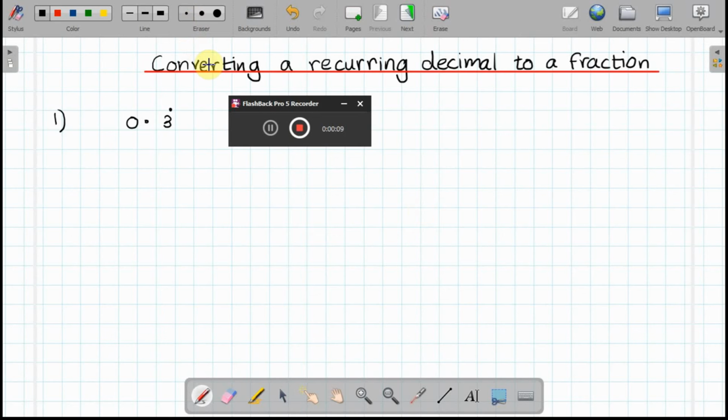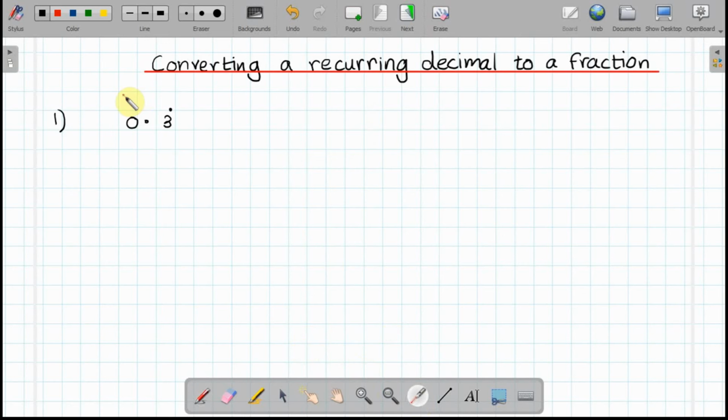This video is after a long time, so let's get started. Firstly, a recurring decimal is a decimal that keeps repeating itself or part of itself. In this case, we have the decimal number 0.3 recurring. That dot over there means it's recurring.